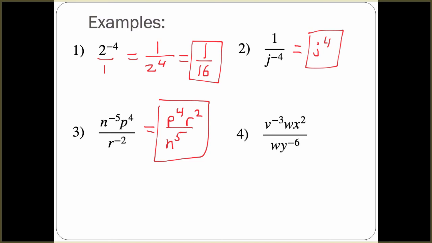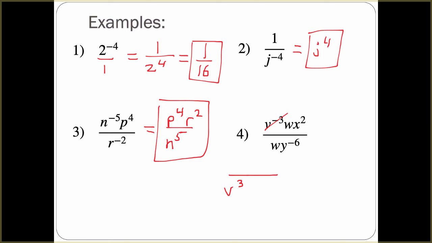All right, next one, number 4. We have v to the negative 3rd, wx squared, all over wy to the negative 6th. So again, I'm going to work my way across the numerator first and see what I need to do. If you notice, first thing we have is a v to the negative 3rd. There are no v's in the denominator, so I can go ahead and move it to the denominator. So now we have v cubed down below. I've taken care of it.